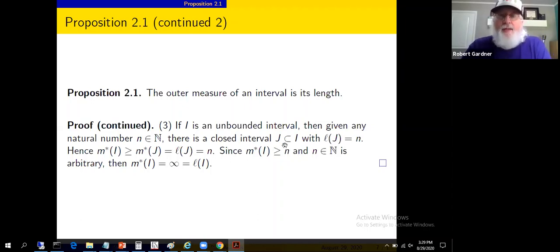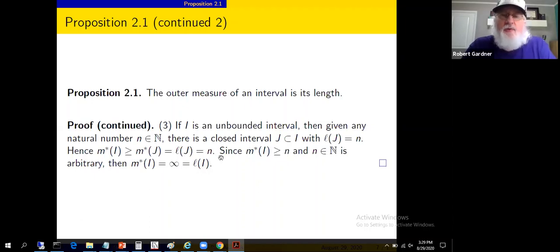So J is closed and bounded. I can use part 1 on it. I do need the boundedness even if I use part 2, but we did make it closed and we're using part 1. We know the outer measure of J and the length of J are the same. It's a closed and bounded interval. We showed that in part 1. We've got J as a subset of I. So the outer measure of I is greater than or equal to the outer measure of J. That's monotonicity. Part 1 links the outer measure of J to the length of J. And we made J have length N by construction.